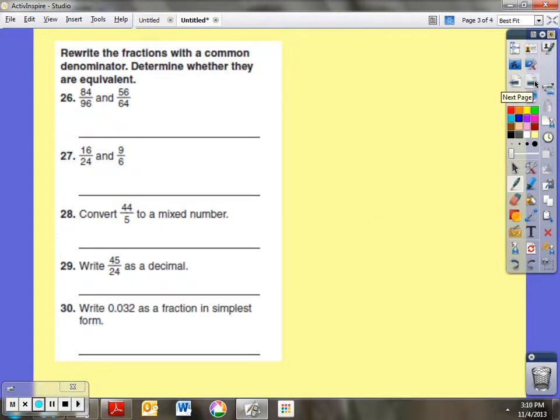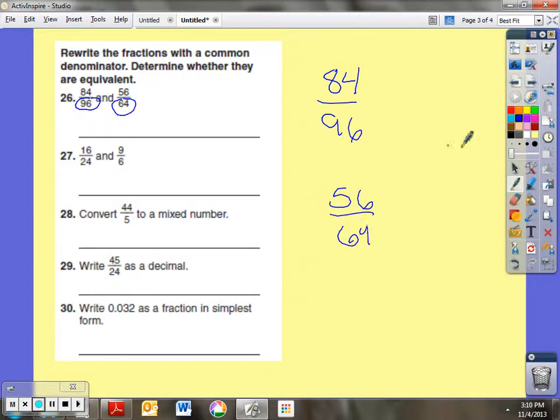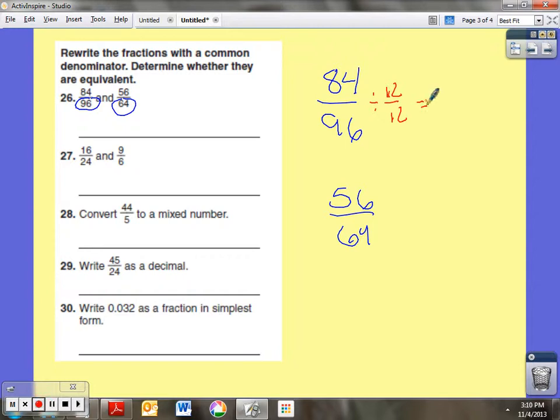Oh, this one's here. Rewrite the fraction with a common denominator. Determine whether they are equivalent. Now, I see these two are such large denominators, so I might just try to simplify these. So we have 84/96 and 56/64. I'm going to look at these first and say, what goes into both? Well, I know these two I can divide by 12. And I'm good with my facts. That's why I know this. That's why I keep preaching. Practice those. 84 divided by 12 is 7. 96 divided by 12 is 8.